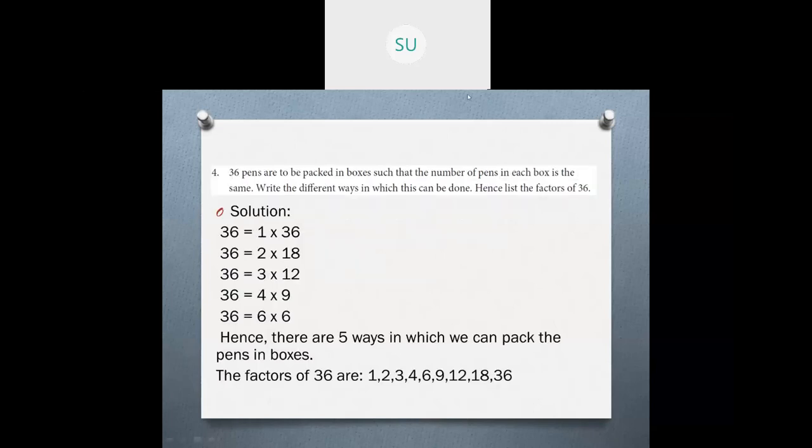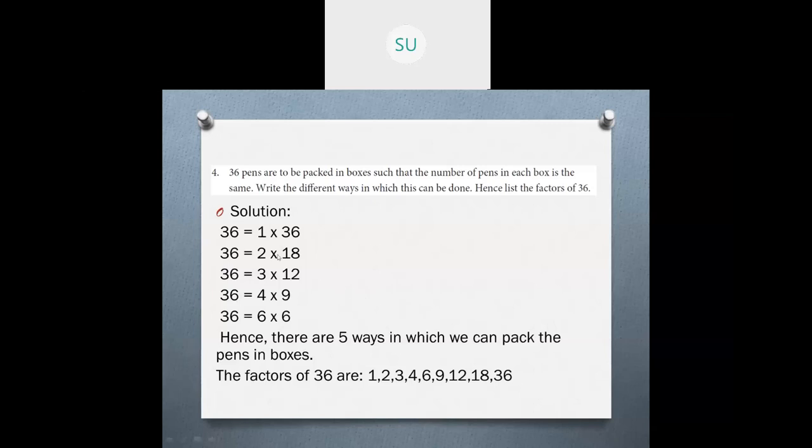Okay, so moving on to question number 4. 36 pens are to be packed in boxes such that the number of pens in each box is the same. Write the different ways in which this can be done. Hence, list the factors of 36. Now, they are telling that 36 pens need to be packed in boxes so that all the boxes have the same number of pens. So what you have to do is list the factors of 36.